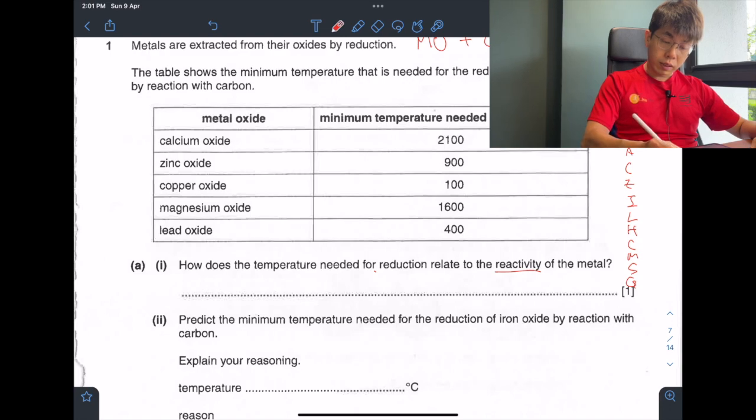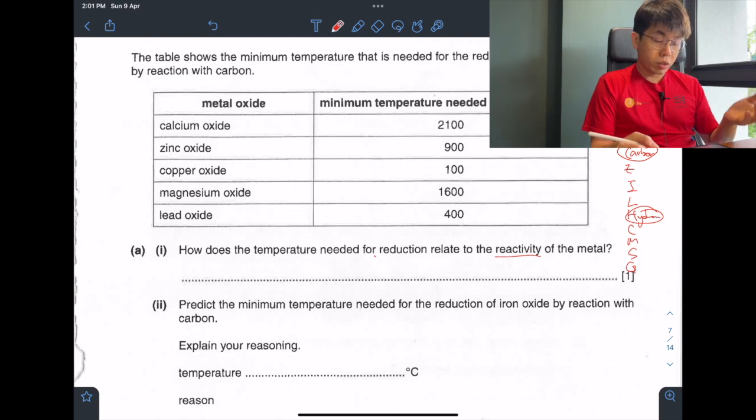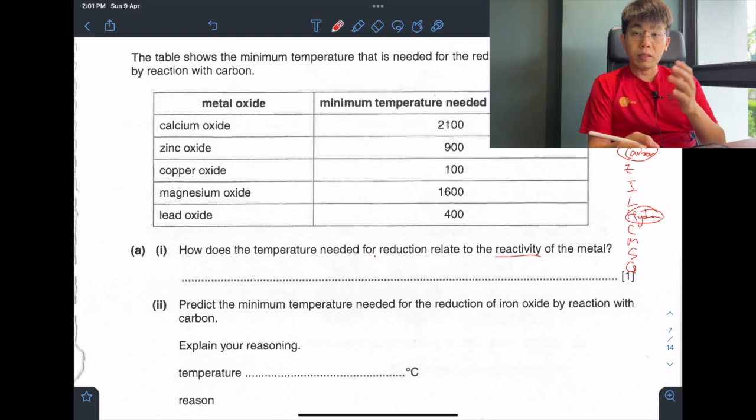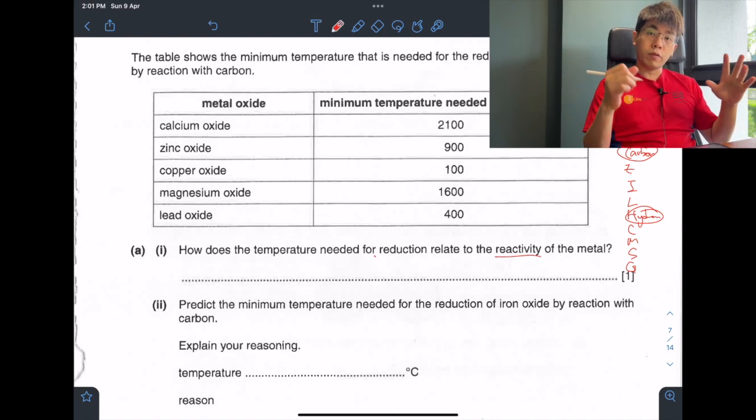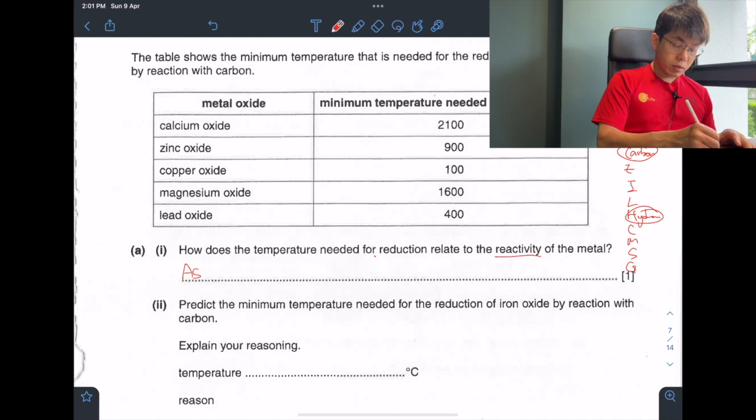I need to circle the second C because that's carbon, the non-metal, and H, which is hydrogen. Alright, so over here, we're going to see how does the temperature needed for reduction relate to the reactivity of the metal. So in this question, the format of answering is actually very important. So we can see as reactivity of metal increases, okay, so this is the format.